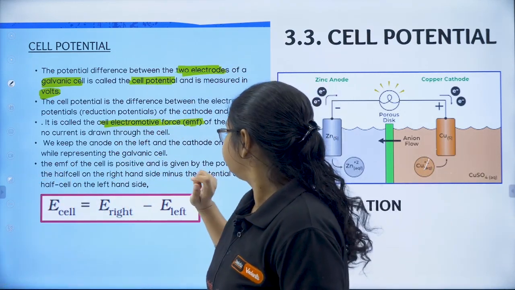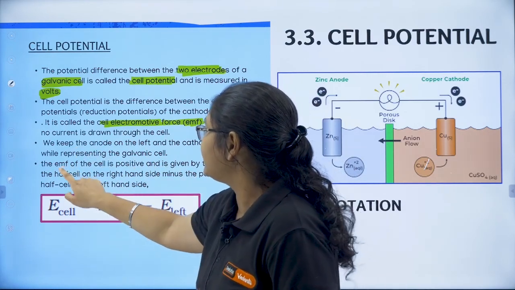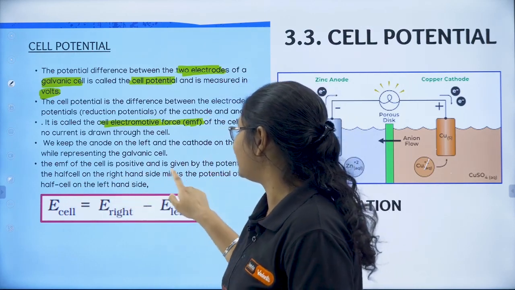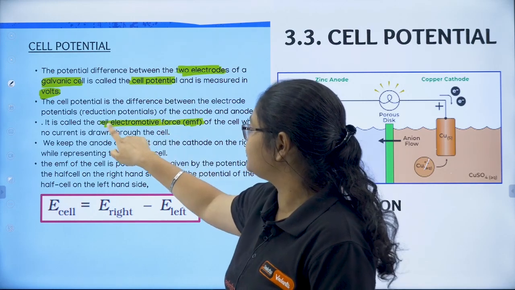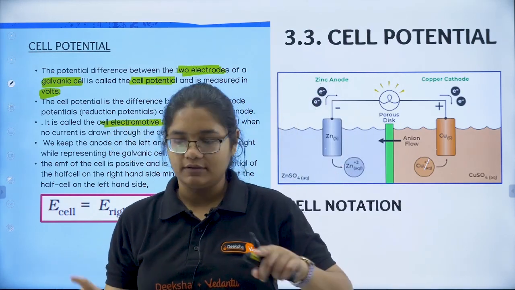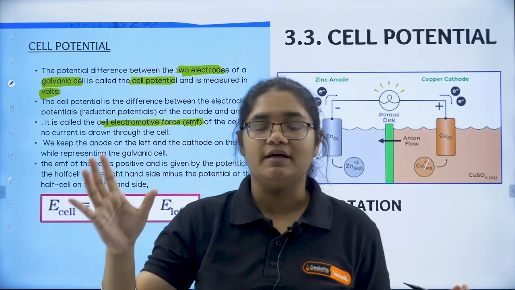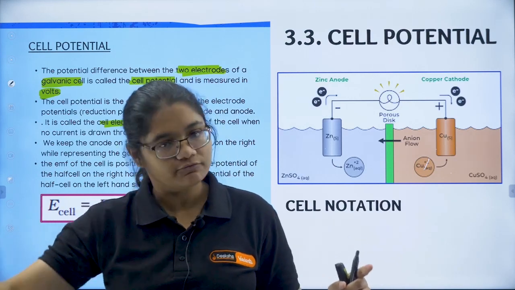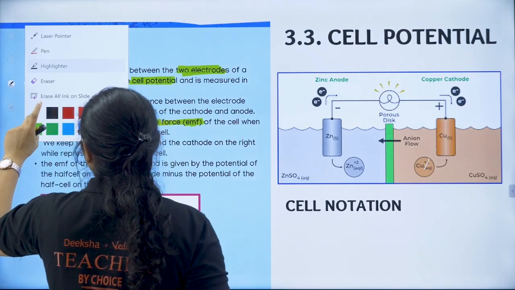Now, anode is on the left and cathode is on the right, we know that. The EMF of the cell is positive and is given by the potential of the half cell on the right hand side minus the half cell on the left hand side. So you have understood the difference between cell electromotive force and cell potential. When the current is on, the potential difference between the two is called your cell potential. When the current is not there, when the switch is off, the potential difference between the two is called cell electromotive force. Okay, so now I will give you a very interesting trick to remember this left and right.